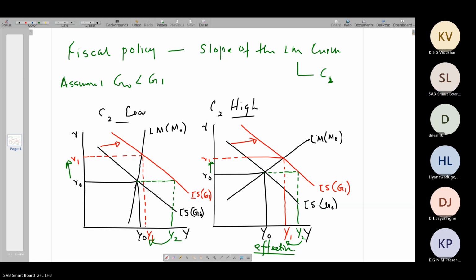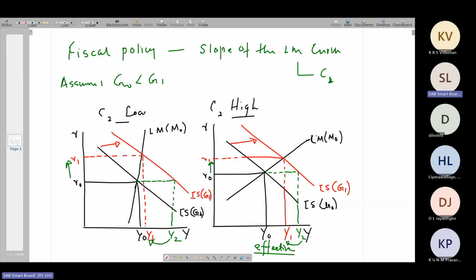Right. So then what is the next one? We take the monetary policy and the slope of the LM curve. Can you do it? Just draw the curves and see monetary policy and the slope of the LM curve. We implement the monetary policy, we expand the money supply, money stock from M0 to M1. We can assume the same C2; we can take C2 low, C2 high.